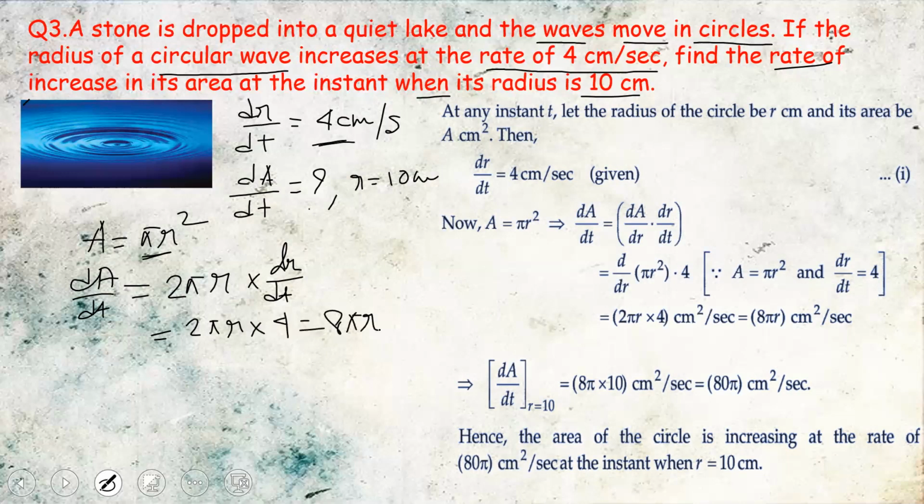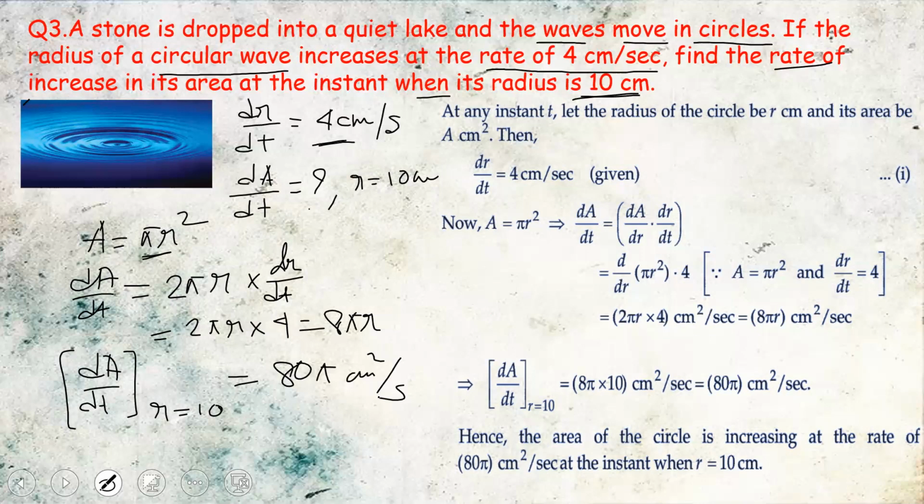Now we need to find, when the radius is 10 centimeter, what is the rate? So dA/dt when r is equal to 10 centimeter. At that time, 8π into 10, that is 80π. So 80π centimeter square per second is your answer. Here is the solution as given. You can check the solution.